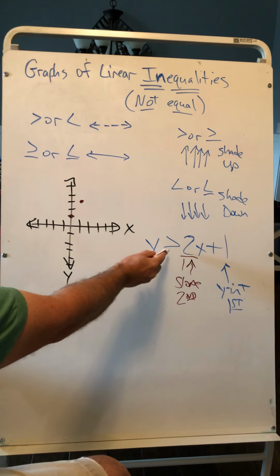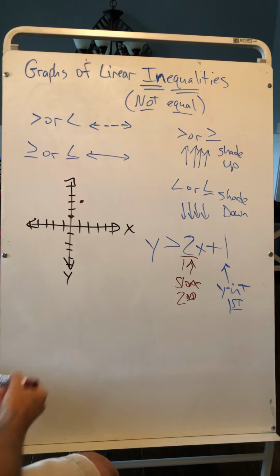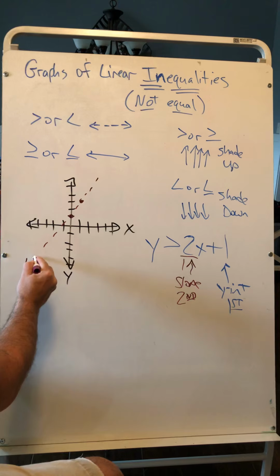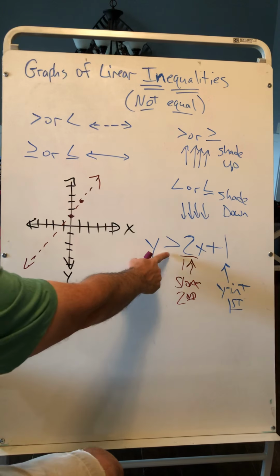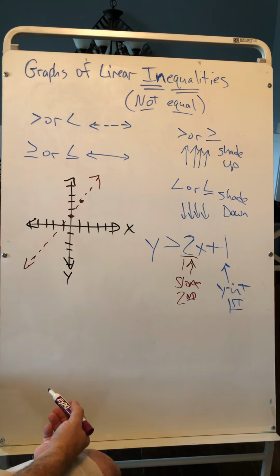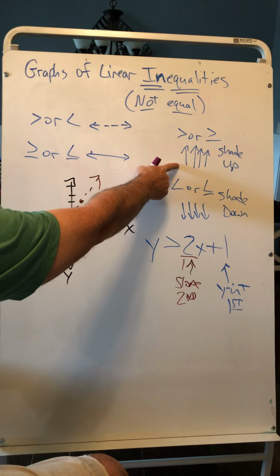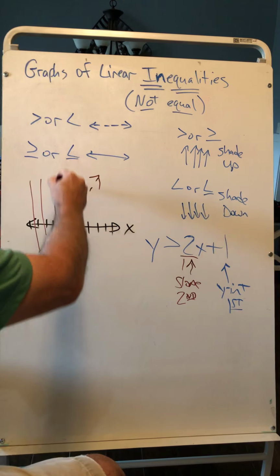Now this has a greater than. So if you refer back up to the top, a greater than is going to be a dotted line. So I'm going to draw a dotted line all the way across my graph and put my arrows on the end. And I have a dotted line now. Because remember in this one, it does not have an equal to underneath it, so it is not included in the answer. Now it's a greater than. And which way does greater than shade? It shades upwards. So literally all you're going to do is shade upwards.